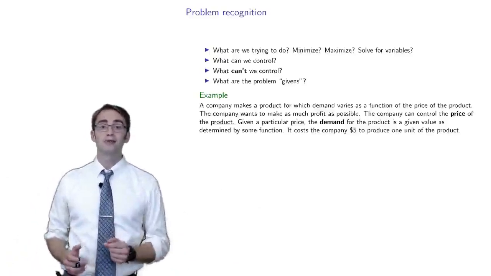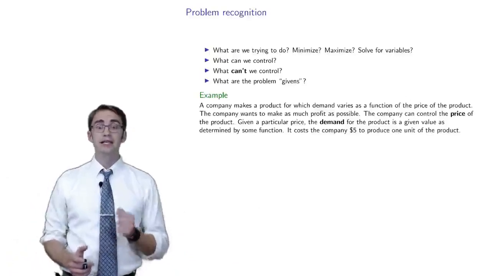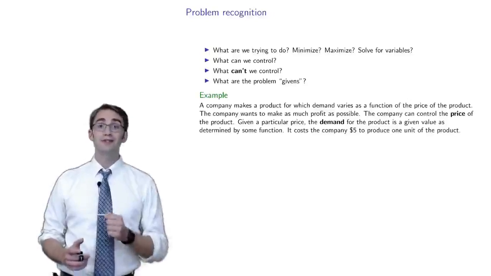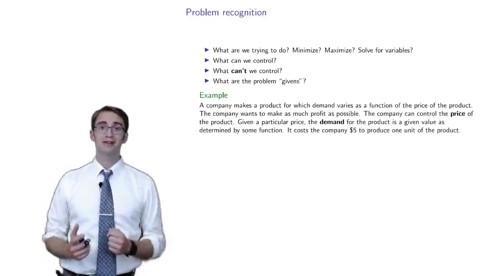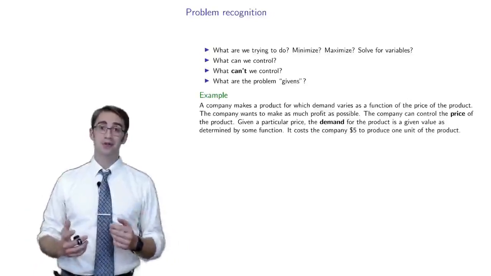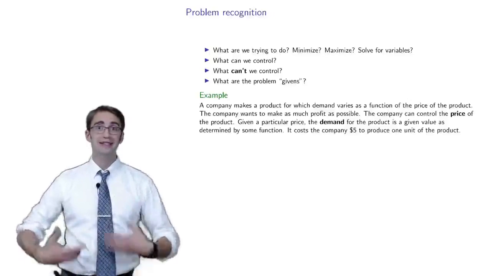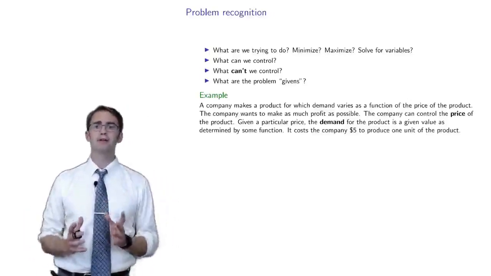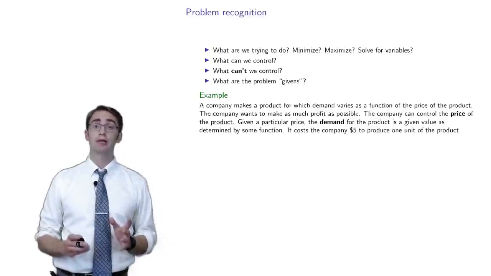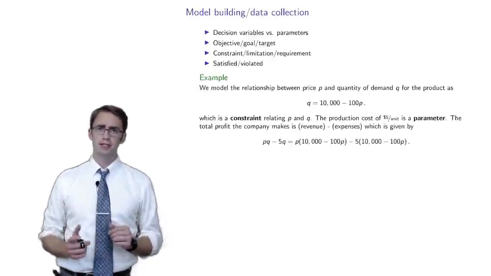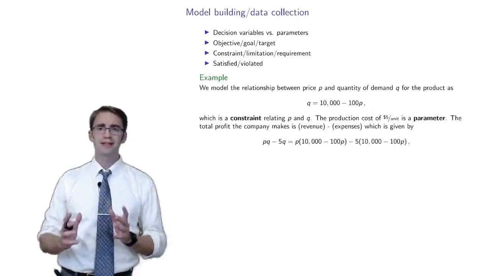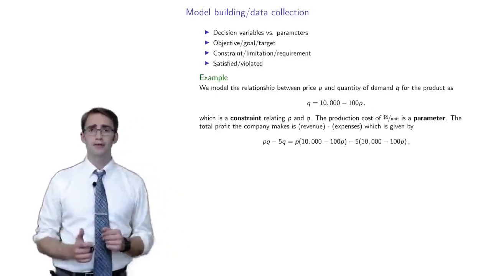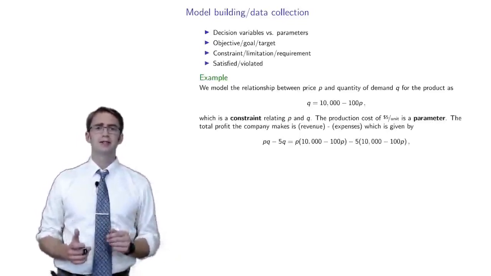The company can control the price of the product. Given a particular price, the demand for the product is determined by some function. I can't control the demand of the product, right? Me, the company, I can't control the demand. I can control the price, and that has an impact on it. We'll also say that it costs the company $5 to produce 1 unit of the product. That'll be the problem recognition. We say we're going to maximize our profit, and we've identified these various costs and so forth that go into things. So let's do the model building.